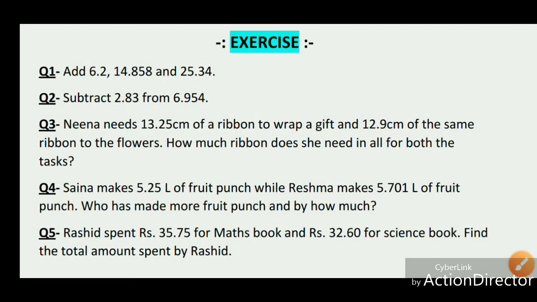In this exercise I give some questions related to the above discussion. So you will do all these questions in your homework.